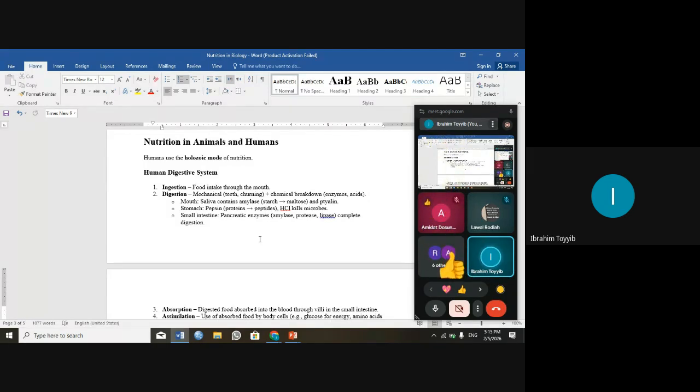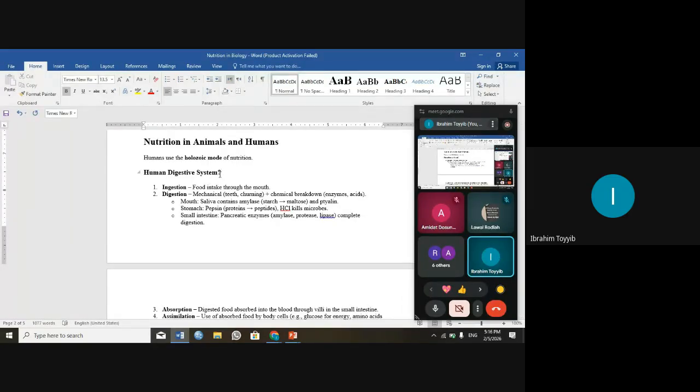Now let's come to nutrition in animals and humans. Humans use the holozoic mode of nutrition and the human digestive system. Holozoic nutrition means ingesting food, taking in food through your mouth. And we now have digestion processes.